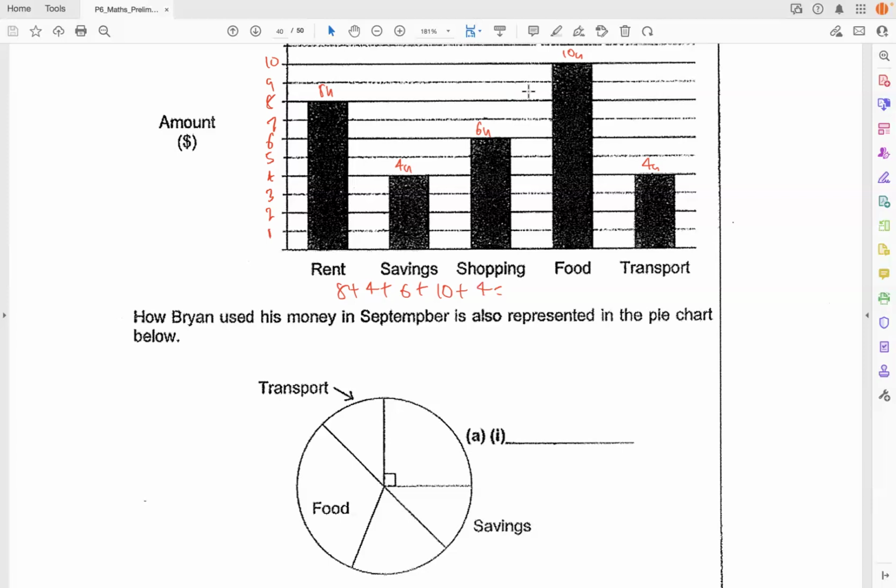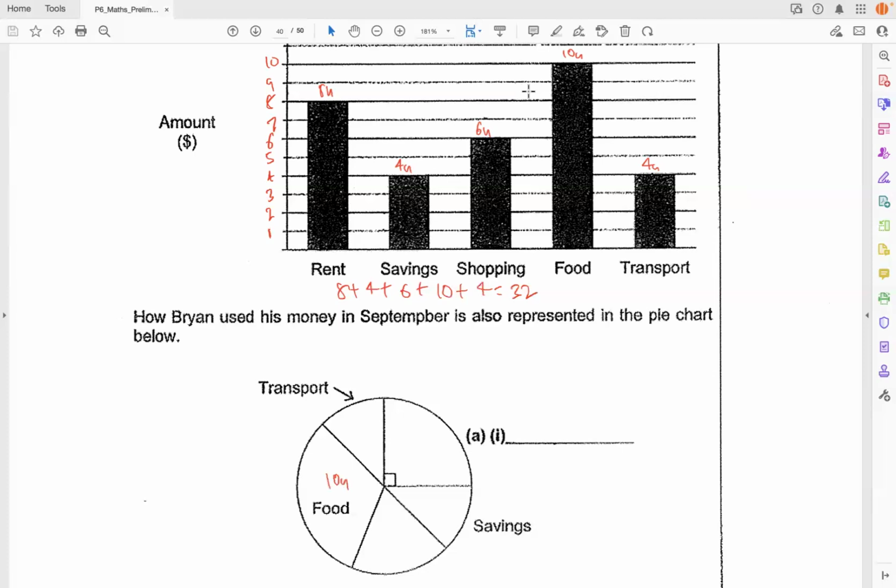Yeah, 32. So the total is 32 units. Now, we are going to translate this into the pie chart. So the rent, I don't know which one is rent, but I know the food is here.